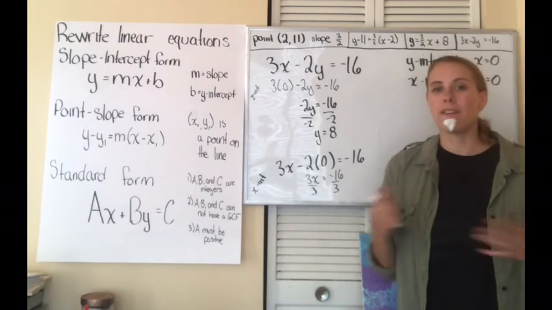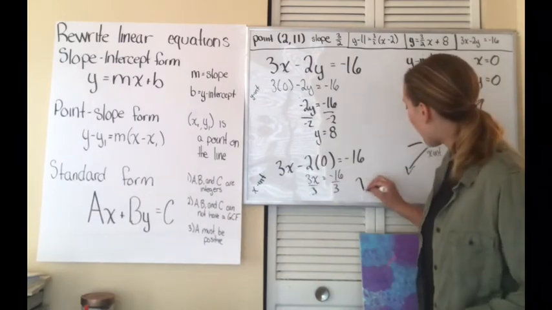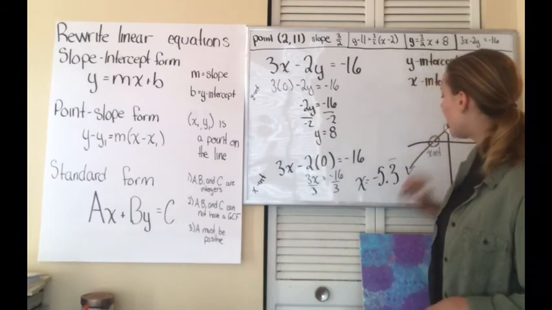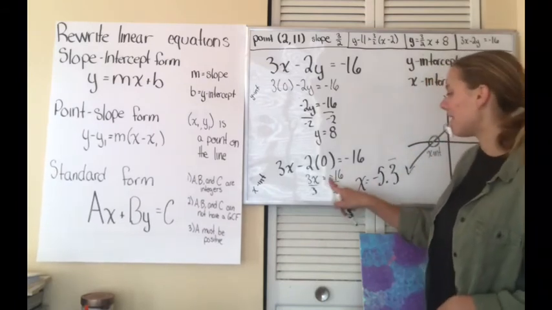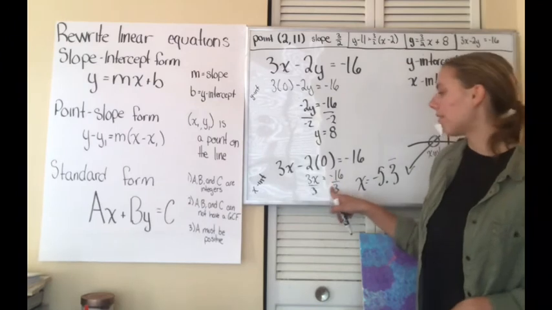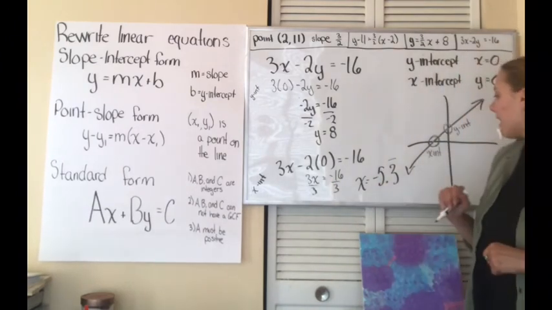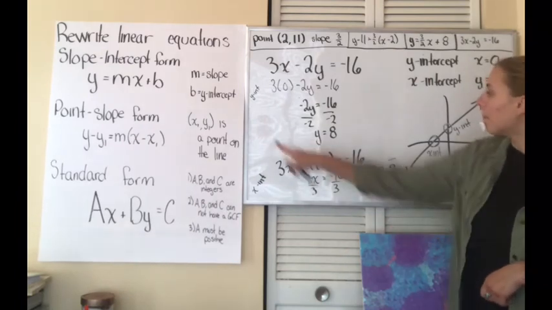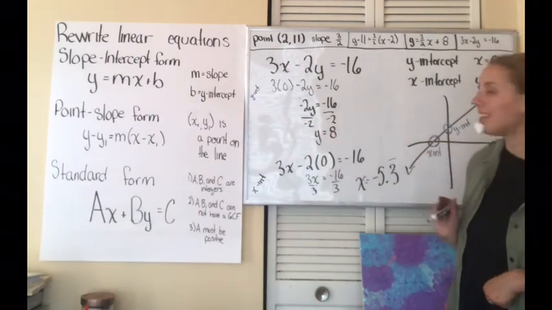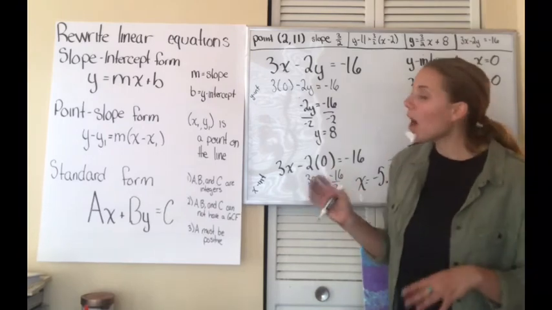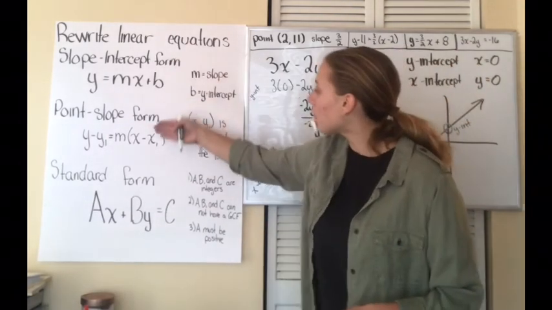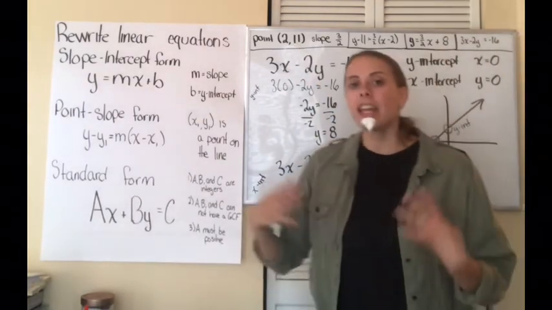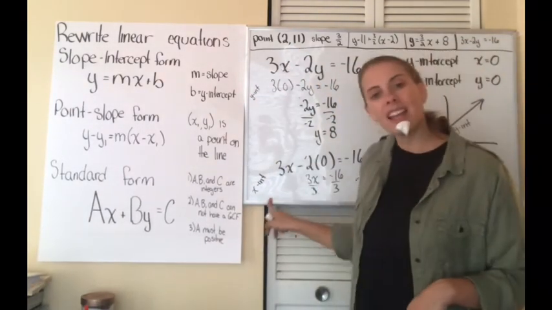or you could divide, and that would give you about 5.3 repeating. So x equals negative 5.3 repeating. And it's a negative because this is a negative 16, and a negative divided by a positive is a negative. So my x-intercept is negative 5.3 repeating. My y-intercept is 8. And that is how you can convert between the different forms of the equations, or you could find a point on the line, including your x-intercept and your y-intercept.